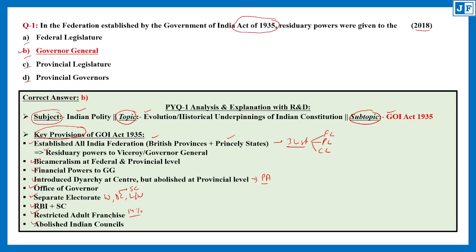It abolished the Indian Council, and instead of it provided an advisory body to aid and advise the Secretary of State.